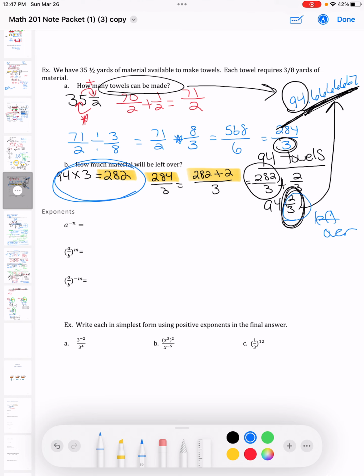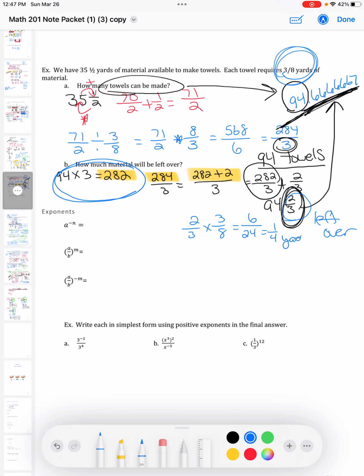The 9 and 4 whole towels and 2 thirds of a towel. Each towel is 3/8 of a yard. That's from my directions up top. So I'm going to multiply. Multiplying across the top is going to give me 6. Across the bottom is going to give me 24.